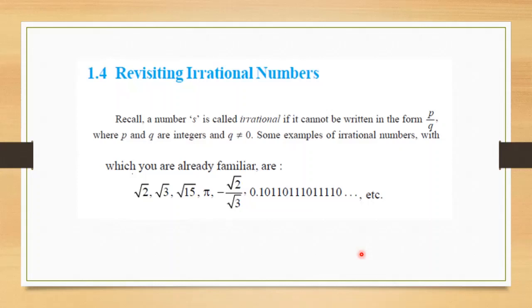Going ahead to revisiting irrational numbers. Irrational numbers, the very first thing that should come to your mind is they cannot be written in the form of p by q. And the other thing is they are square roots of non-square numbers. Another thing which should be in your mind is their division gives you non-repeating, non-terminating decimals. So these things should be in your mind because there might be questions where certain numbers would be given to you and you have to detect whether it is a rational number or an irrational number just by looking at it.